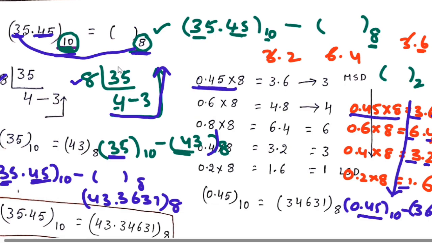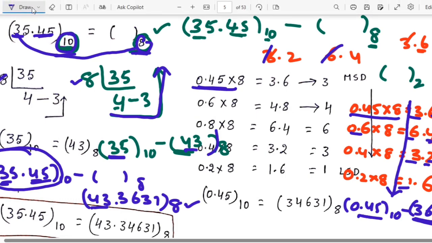We got 3.6, and 3 should be ignored, and 0.6 should be taken next. 0.6 into 8 is 6.4. Again 6 is ignored, and 0.4 into 8 is 3.2. Again 3 is ignored. 0.2 into 8 is 1.6. While considering the numbers, we take 3, 6, 3, 1 from top to bottom. So 0.45 equals 3631. Finally, combining these two, 35.45 equals 43.3631. In this way I convert the decimal number system into the octal number system.